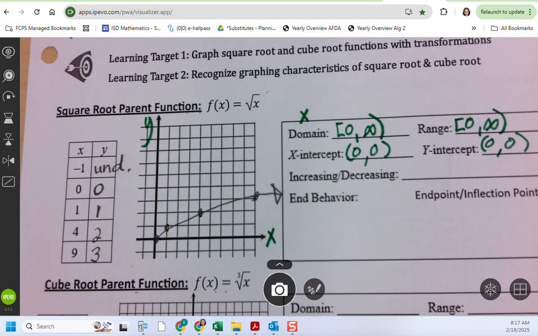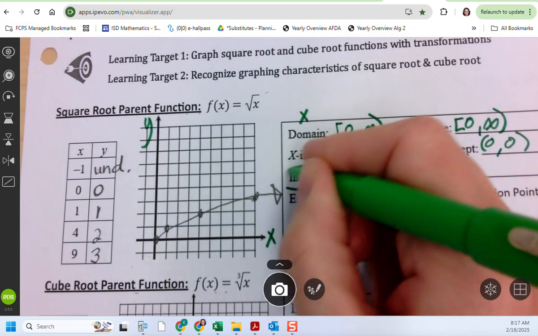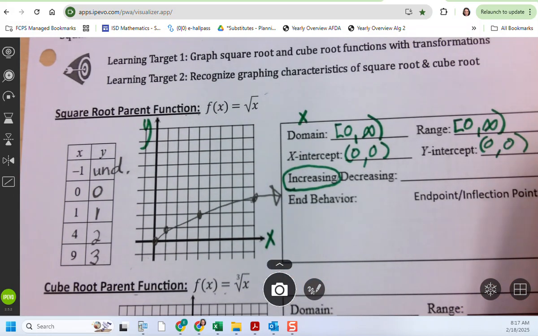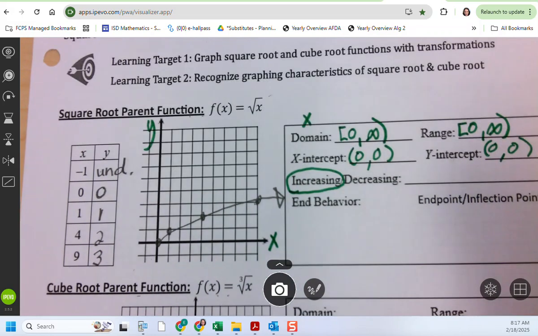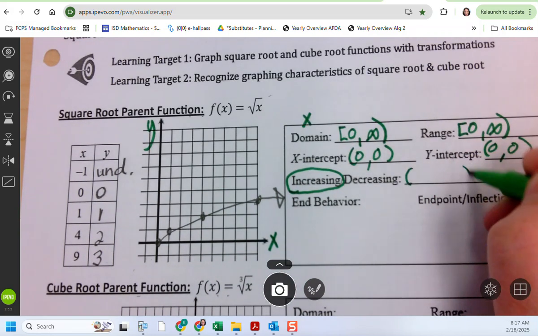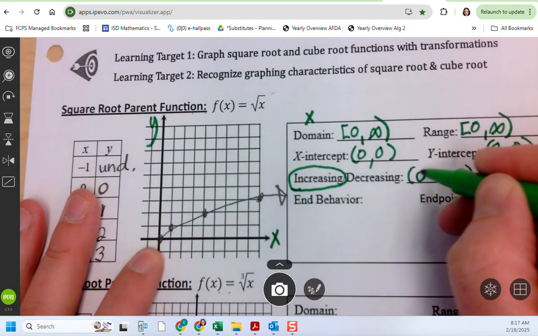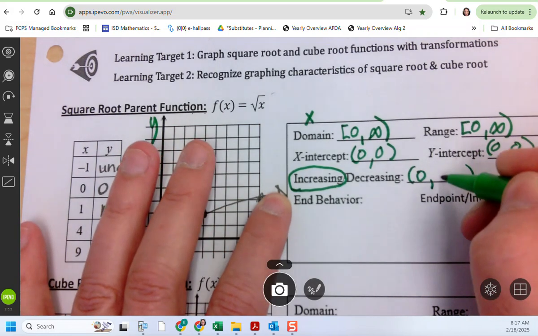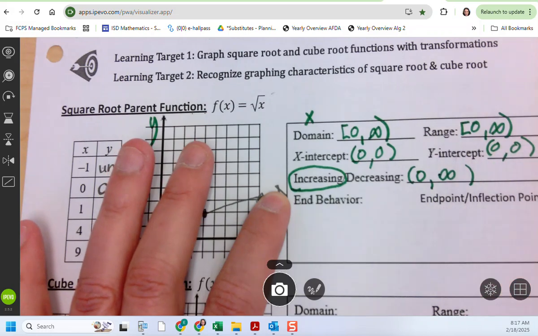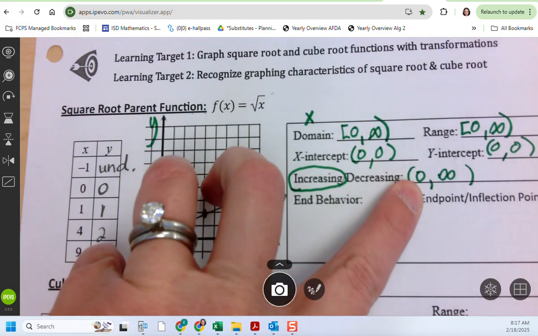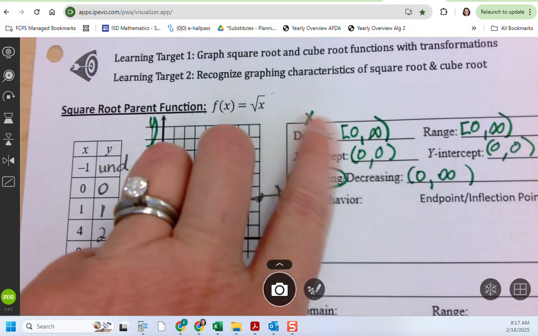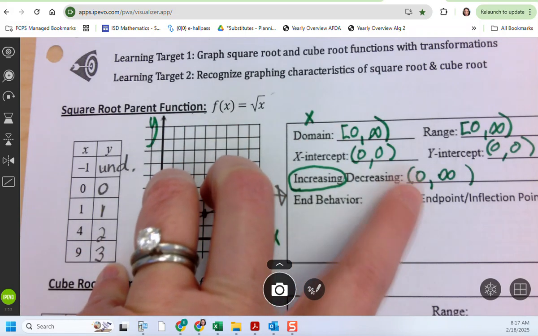Is this square root function increasing or decreasing as you read it from the left to the right? I heard a couple votes for increasing. You guys agree? Increasing as you read it from left to right. So I'm going to circle increasing, and then we're going to write the interval it's increasing over. It's going to be an interval of x values, and you always use parentheses for increasing and decreasing intervals. So it starts increasing here on the left at x is 0, and it keeps increasing until x is infinity. So you'll notice it looks a lot like the domain because it's increasing for its entire domain. However, it doesn't have a square bracket. Increasing and decreasing intervals only have parentheses.